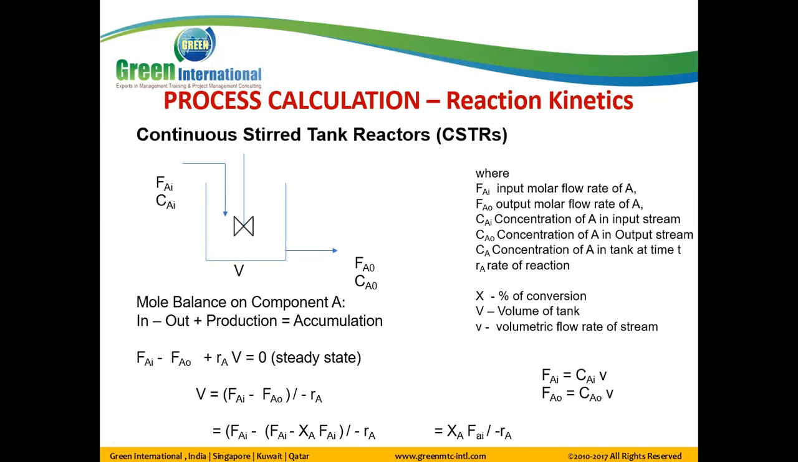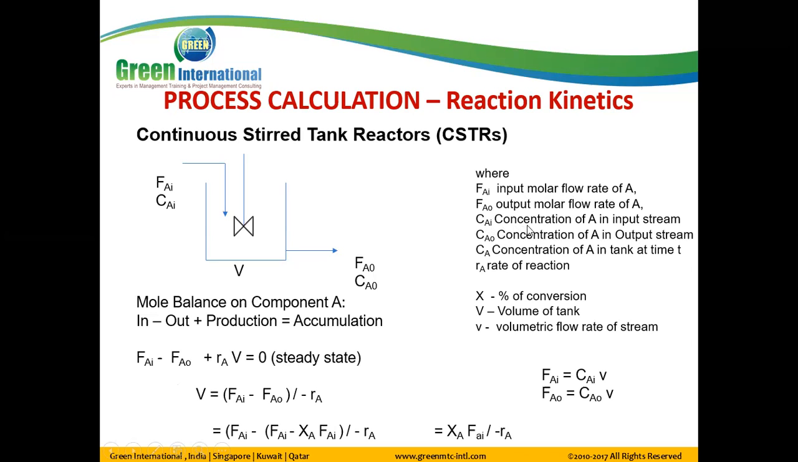Now we go to the CSTR, the continuous stirred tank reactor. In a continuous stirred tank reactor, you have an input, and continuously there will be output. So input minus output, minus accumulation, gives the product. If it is steady state, there is no accumulation. FA0 is nothing but the input molar flow rate.